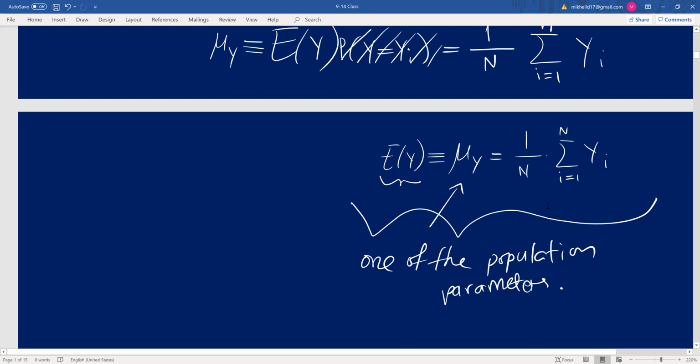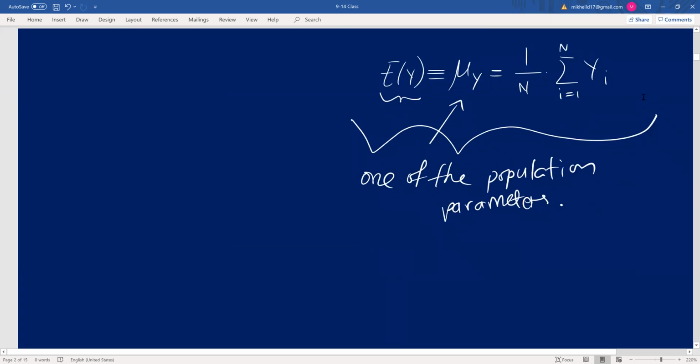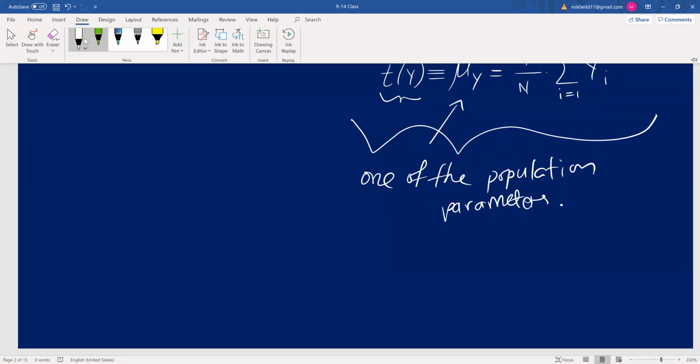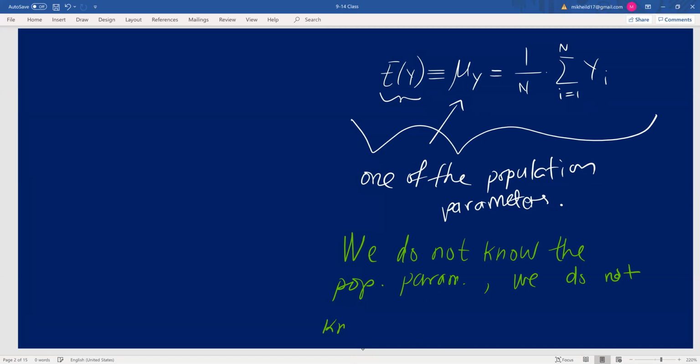There are others, we explained that before, but we concentrate on this particular population parameter, which is mu of y. But the problem, and that's the key, is that we do not know the population parameter. So in this case, we do not know mu of y. Why do you think we don't know mu of y?